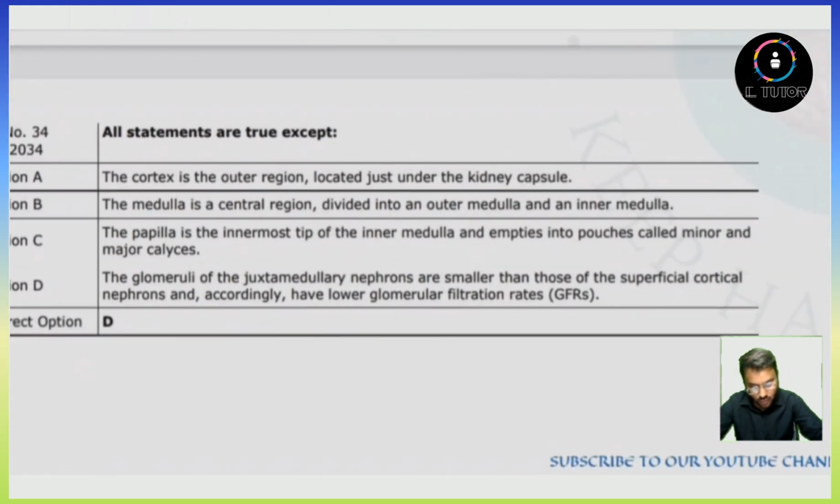All statements are true except, the cortex is the outer region located just under the kidney capsule. This is true. Medulla is the central region. This is again true. Papilla is the innermost tip of the inner medulla and empties. This is true. Glomeruli of the juxtamedullary nephrons are smaller. This is not true. They are larger. So these are all the questions of physiology.